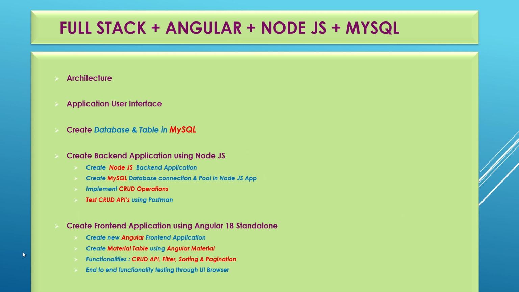On the front-end side, we are going to create our new Angular application using Angular version 18. It's a standalone application, and we are going to create a material table using the Angular Material library. Next, we are going to implement the CRUD APIs on the front-end side, and along with that, we are also going to implement some important functionalities like filter, sorting, and pagination using the Angular Material library.